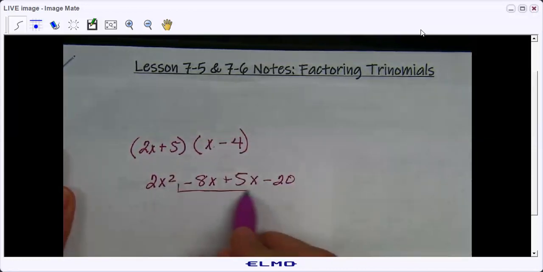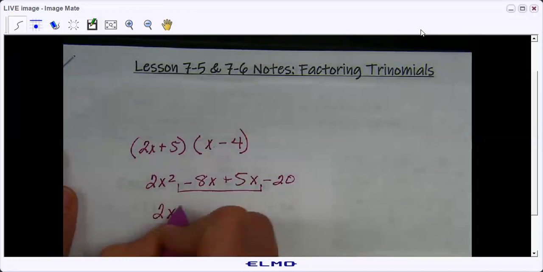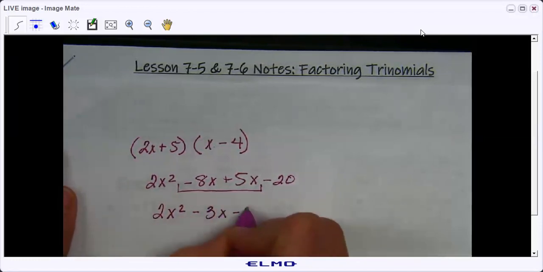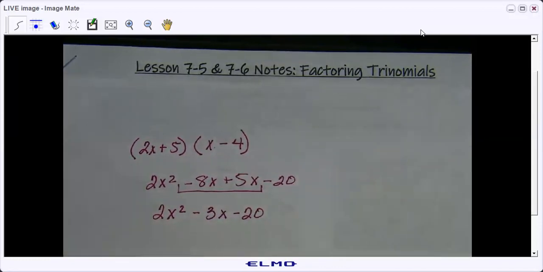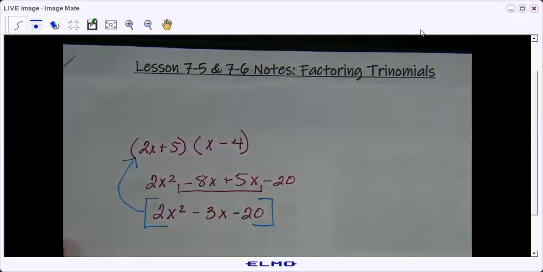And then we have combined our like terms. This was the last lesson that we did. And so we end up with 2x squared minus 3x minus 20. Okay, so we've learned how to do that. Now what we're going to do is we are going to learn how to factor this so that we go from this back to that. And we call that factoring a trinomial.